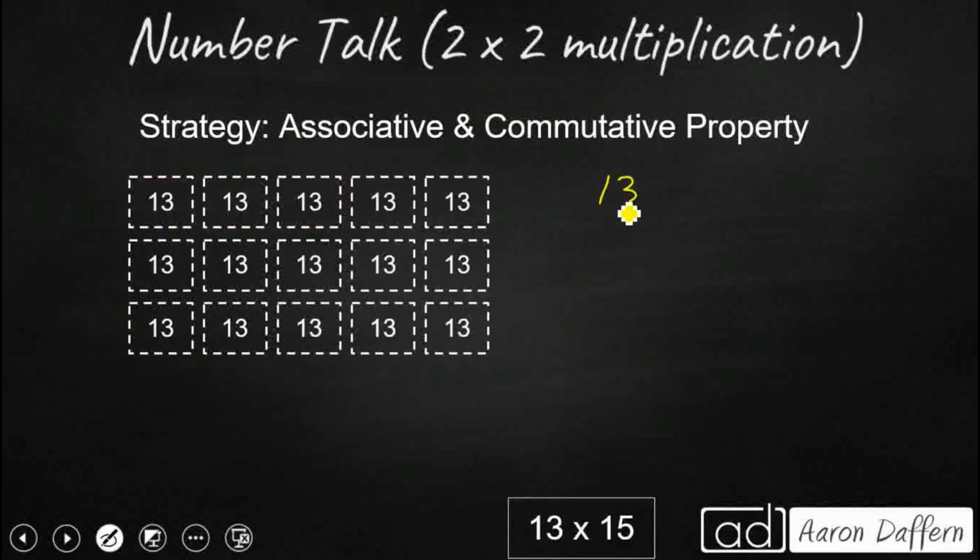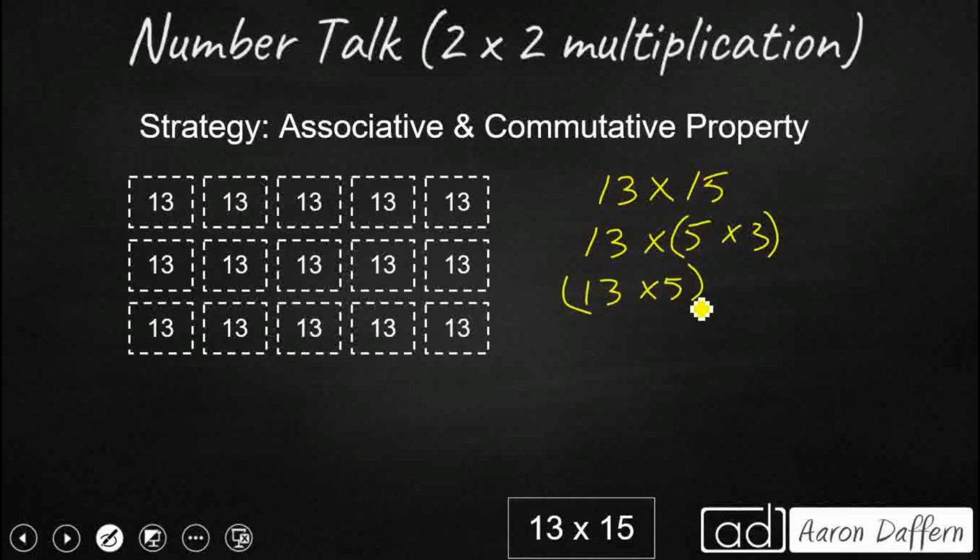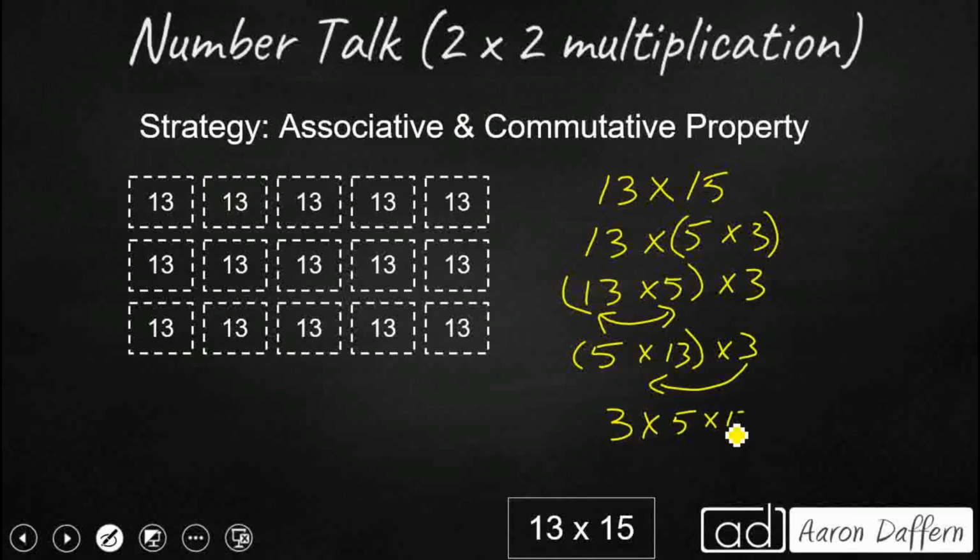We still can't break up that 13, but we can take a look at our 15 as a 5 times 3, and that's probably going to be a little bit easier than the 3 times 5. So we're going to once again regroup these as 13 times 5. So 13 groups of 5. Still don't want to do 13 groups of 5. I'd rather do 5 groups of 13. And I want to bring this 3 up to the front, so I want 3 groups of 5 groups of 13.